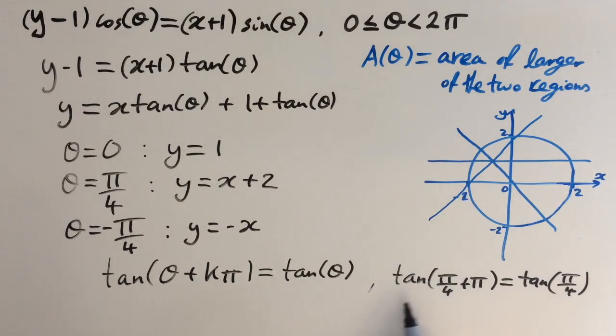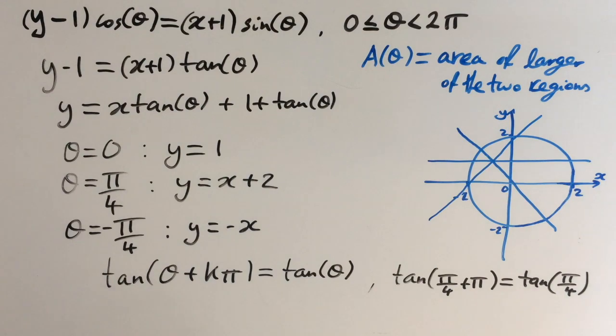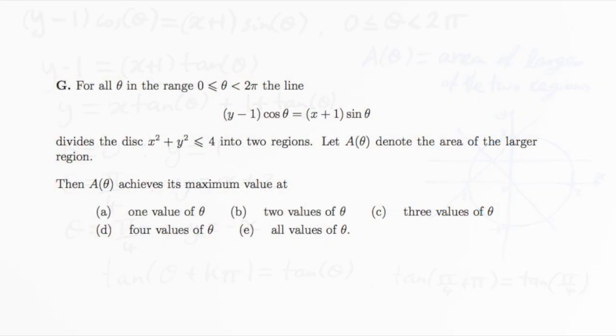And so we found another solution, and this is valid because it's in our range of 0 to 2 pi. In fact, these are the only two solutions to this problem. Hence, going back to the question, we see that A of theta is maximised by exactly two values of theta. So the answer is B.